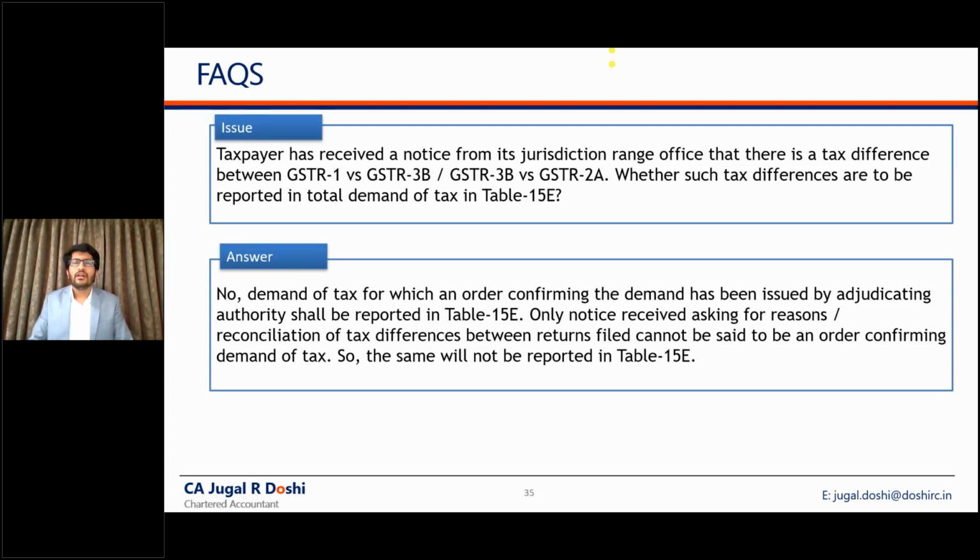Next issue is if there is any difference in GSTR 3B versus GSTR 1 or GSTR 3B versus GSTR 2A, whether the tax differences are to be reported in total demand of tax in table 15E. So it has been clarified that 15E only covers demand. If demand is raised by the adjudicating authority, then only it will come in 15E. Mere difference in GSTR 2A or GSTR 1 and 3B would not require reporting in table 15E.